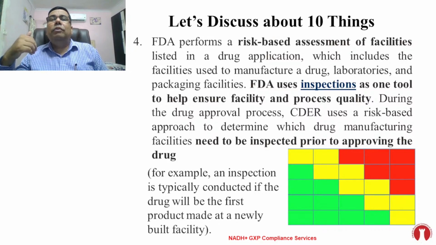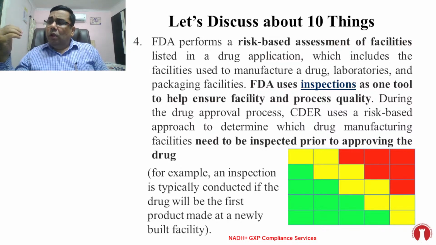So what does FDA do? FDA performs risk-based assessment. FDA performs quality risk management of the facilities which are in the drug applications, and based on that, FDA uses inspection as one tool. So inspection is just one tool used by FDA to help ensure facility and process quality. During the drug approval process, CDER uses a risk-based approach to determine which drug manufacturing facilities need to be inspected prior to approving the drug.